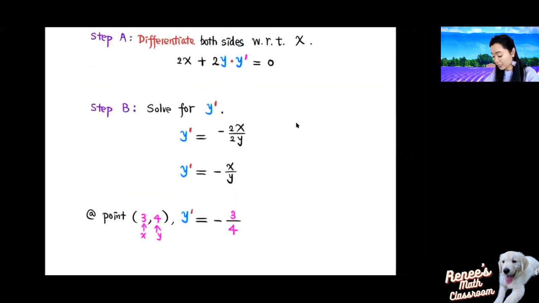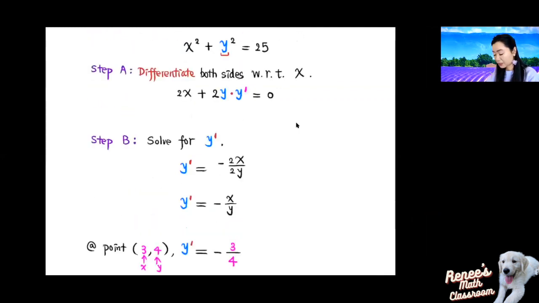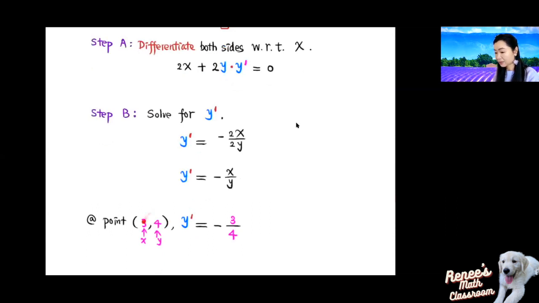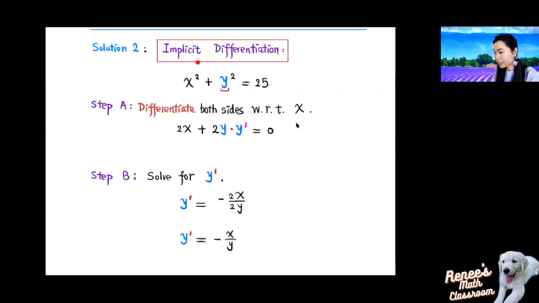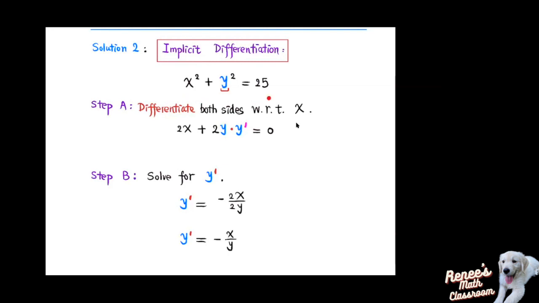And this method is actually much simpler, right? You don't need to solve for y. You can just go ahead and use these two steps. The first step, differentiate both sides with respect to x. Second step, solve for y prime. And then you can just substitute the x and y value of the point on the curve, and you can find y prime right here. So that's called implicit differentiation. It's implicit because you didn't solve for y explicitly, right?